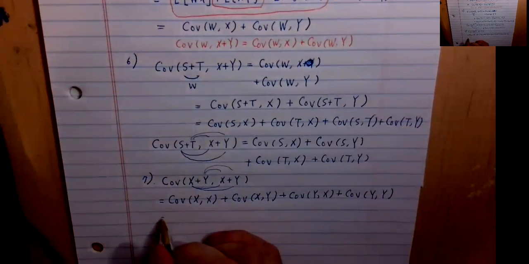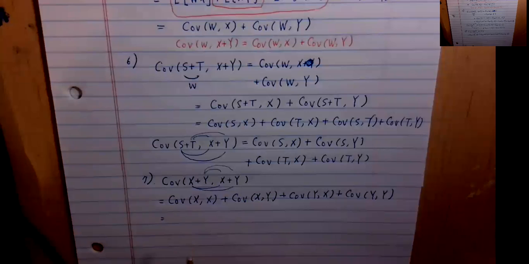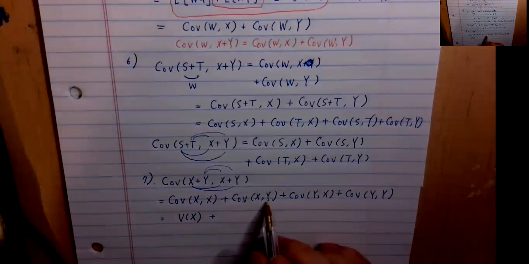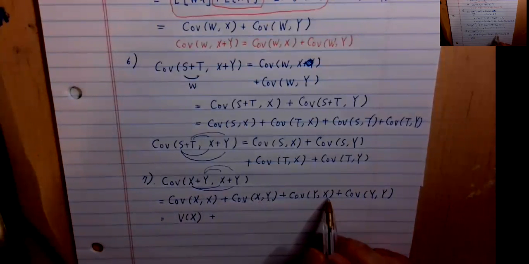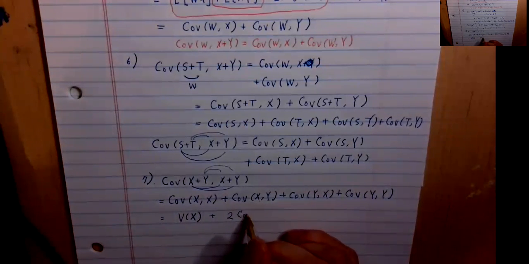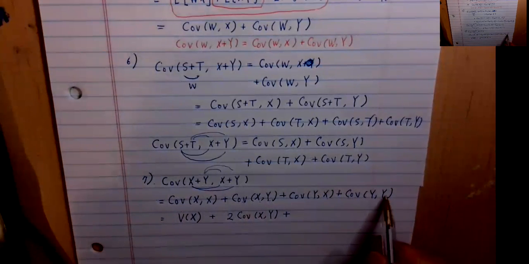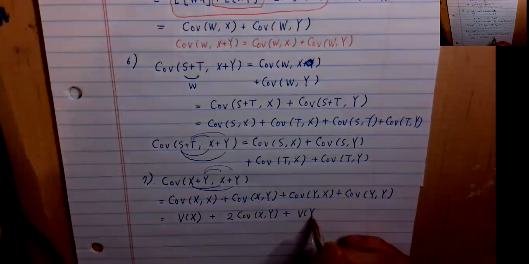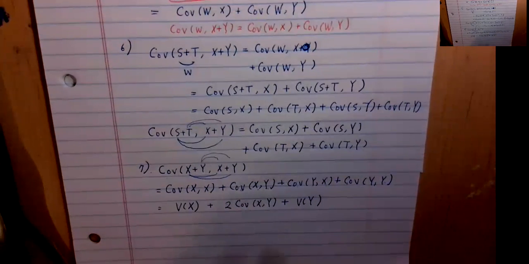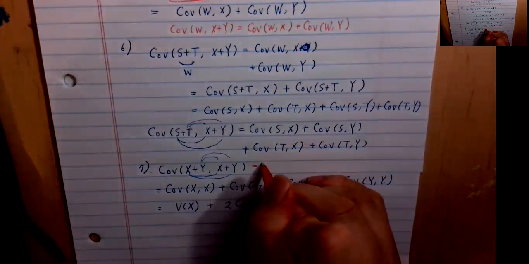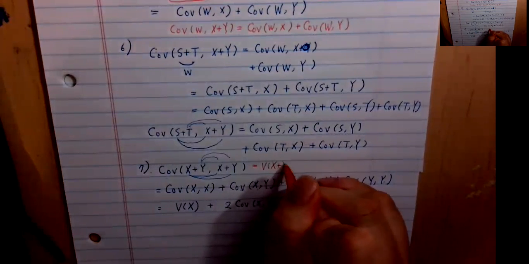Now, summarize from before. We know covariance xx is just the variance of x. And covariance xy and covariance yx are the same, so it's 2 times covariance xy, plus covariance yy, which is variance y. And what do you know about covariance of x plus y and x plus y? Remember, this is just variance of x plus y.